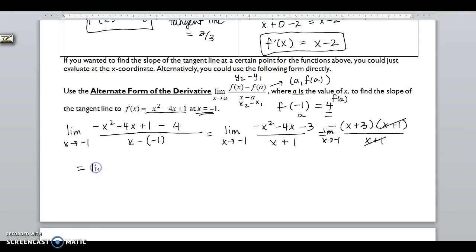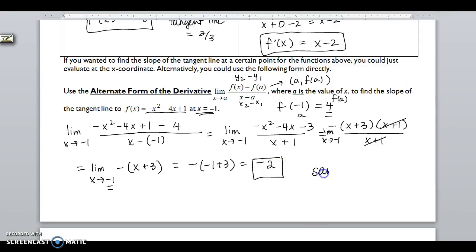So then we just have the limit as x approaches -1 of negative x plus 3. And then since we factored and canceled, we can just go ahead and plug in the -1 for x. Make sure you're actually plugging in -1, not 0 like we were for the other examples. So that is -2.